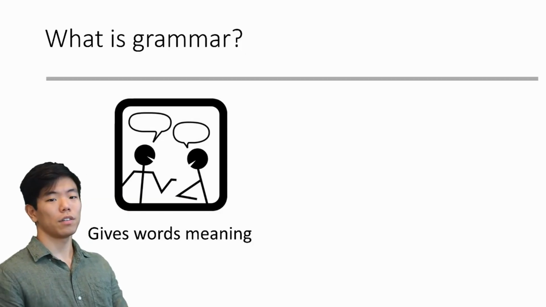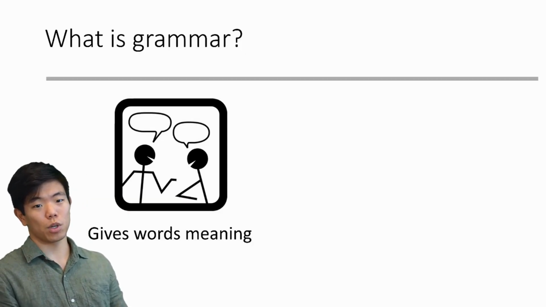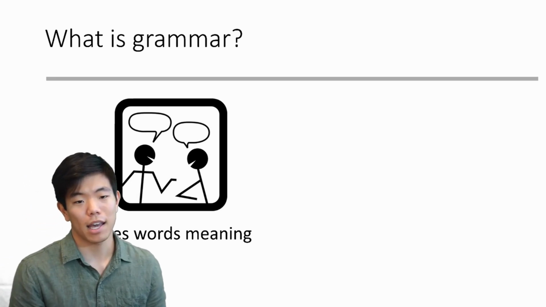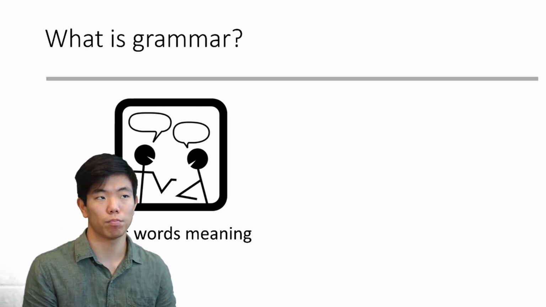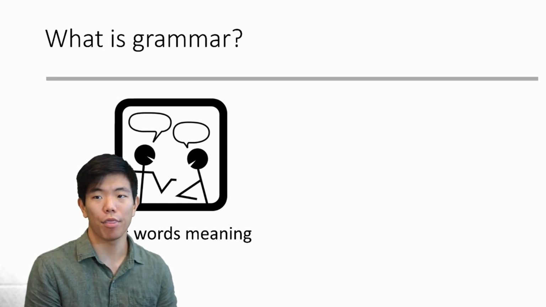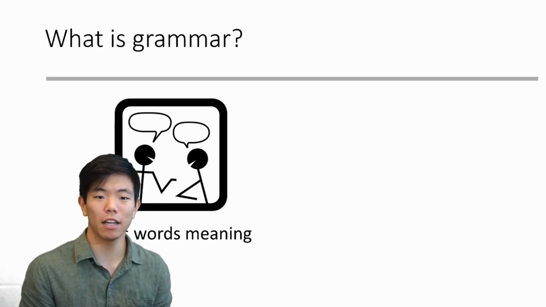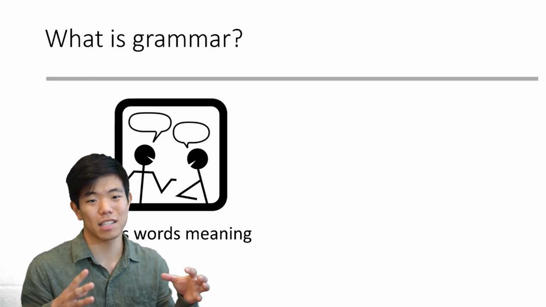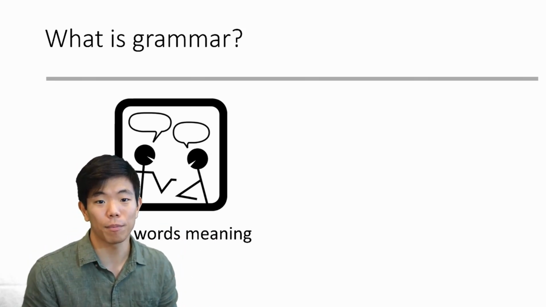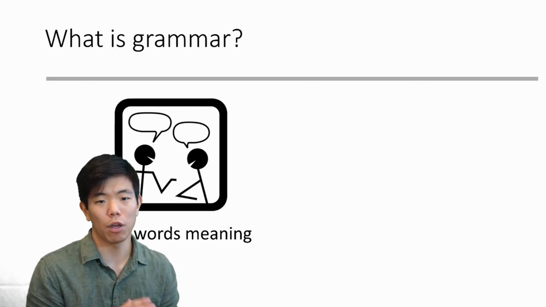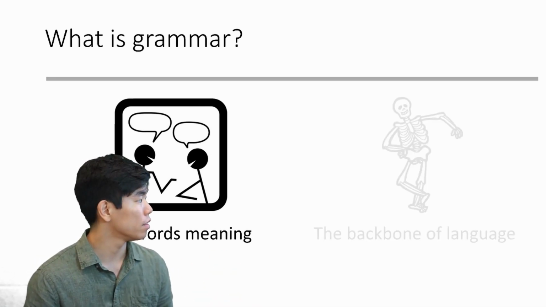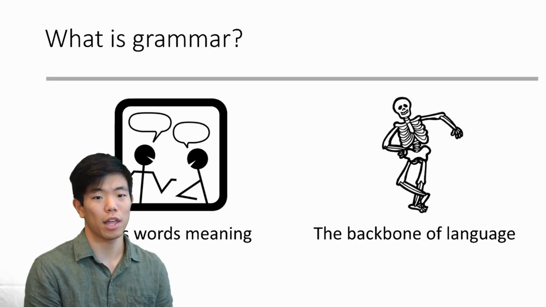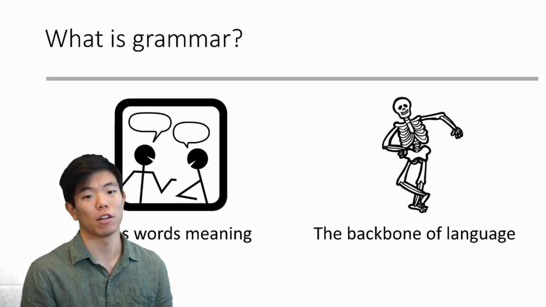So I put grammar gives words meaning. What I mean by that is I can say words like the dog, cat, him, ran, plays basketball, but the words themselves don't have much meaning. When we put them together in a sentence, then that's when you can gain information from that. And the way that we put words into sentences is using grammar. So how I think of it is that grammar is like the backbone of language.